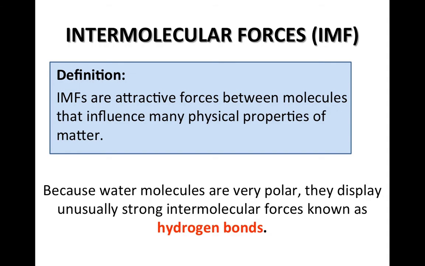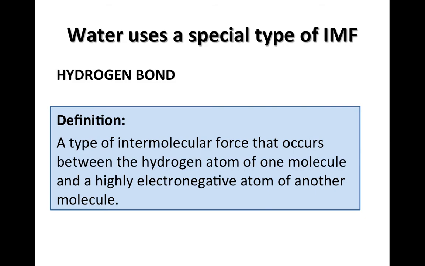Because water molecules are very polar, they display unusually strong intermolecular forces, also known as hydrogen bonds. So in that simulation you saw, the little dotted lines were called hydrogen bonds, and that is a type of intermolecular force. So what is a hydrogen bond? By definition, it's a type of intermolecular force that occurs between the hydrogen atom of one molecule and a highly electronegative atom of another molecule. In water, it's oxygen.